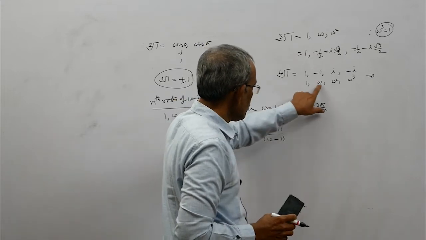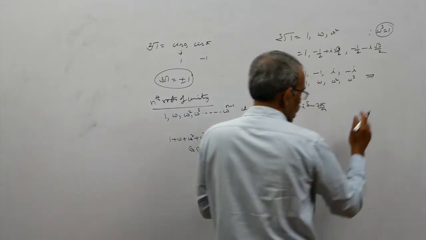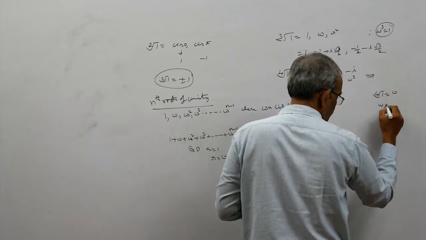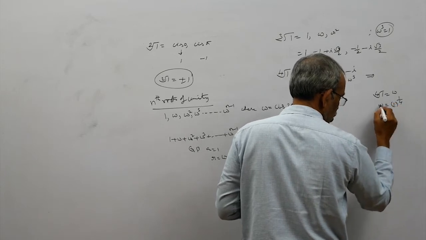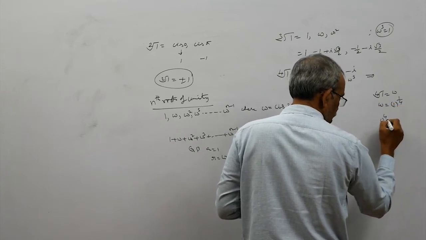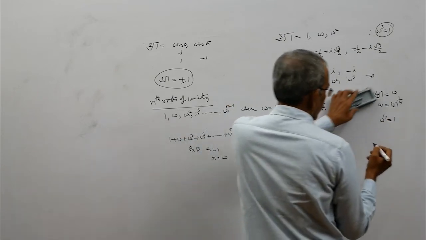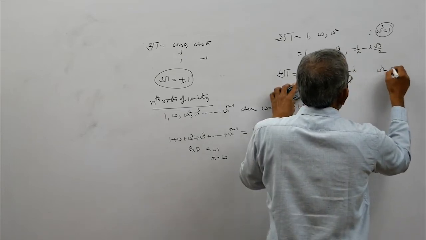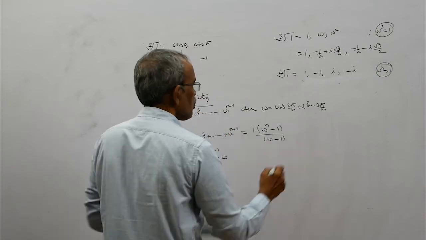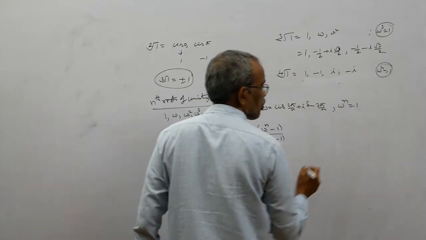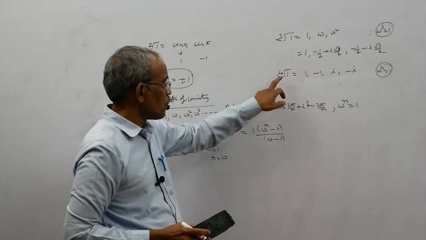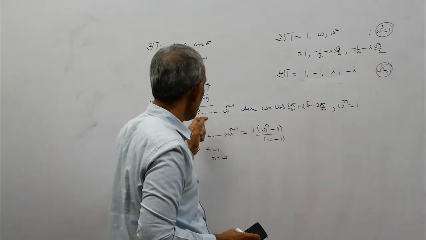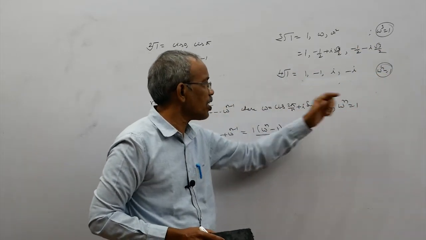Fourth root of 1 is equal to omega. That means omega equals 1 to the power of 1 by 4. Then we get omega to the power of 4 is equal to 1. Here also omega to the power of n is equal to 1. For fourth roots of unity, omega to the power of 4 is 1. For cube roots of unity, omega cube is equal to 1. Similarly, for nth roots of unity, omega power n is equal to 1.